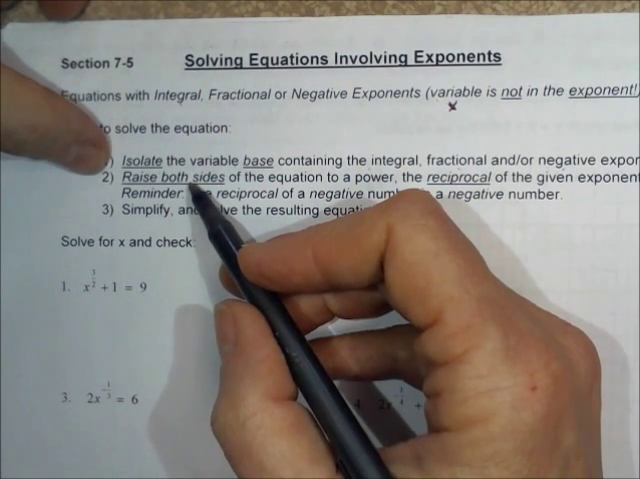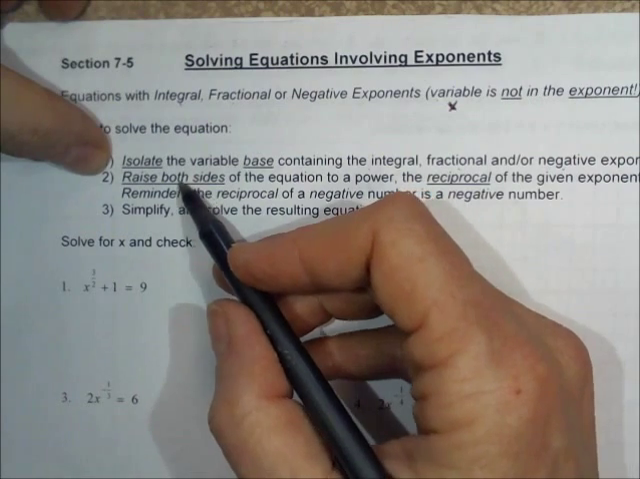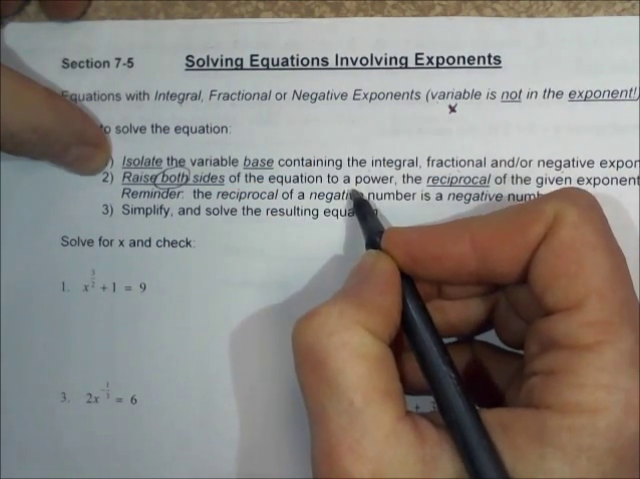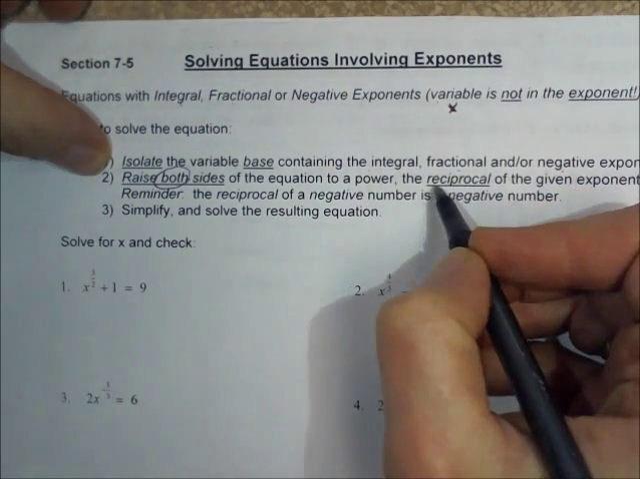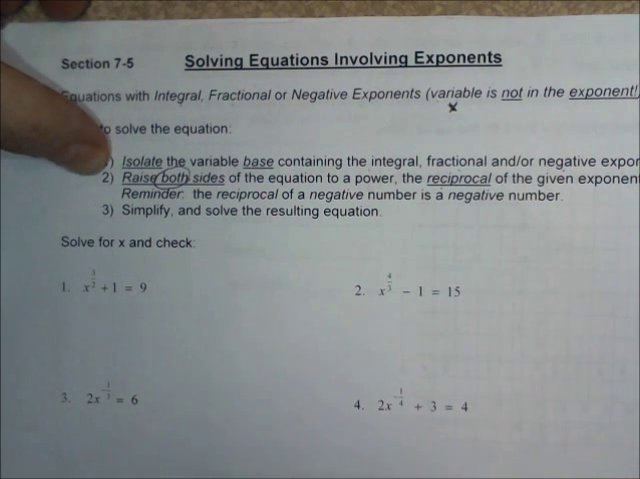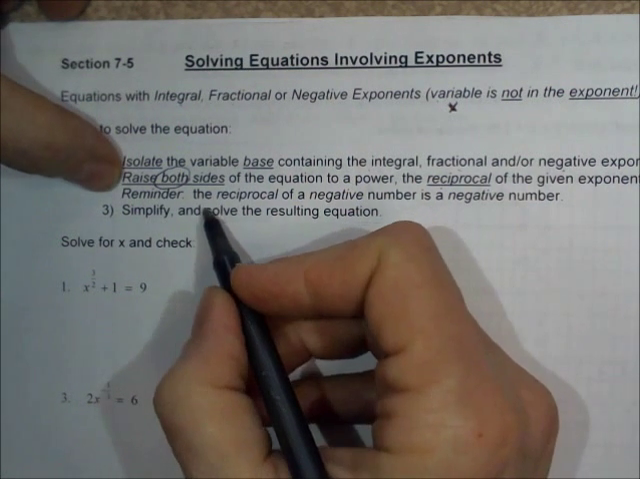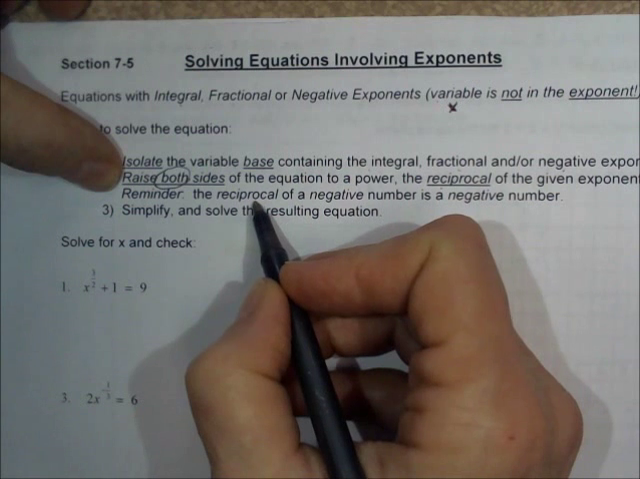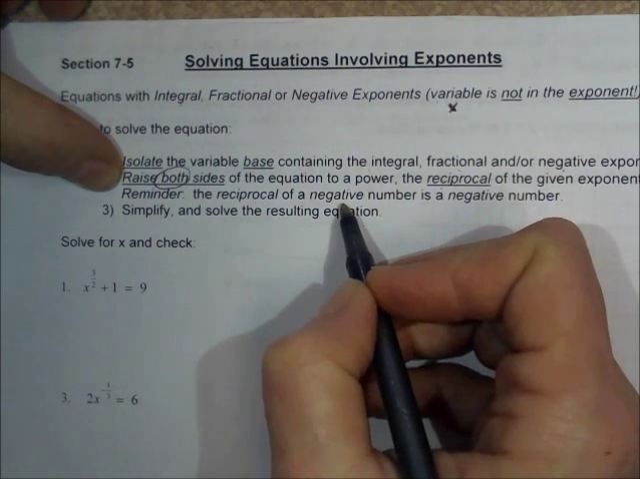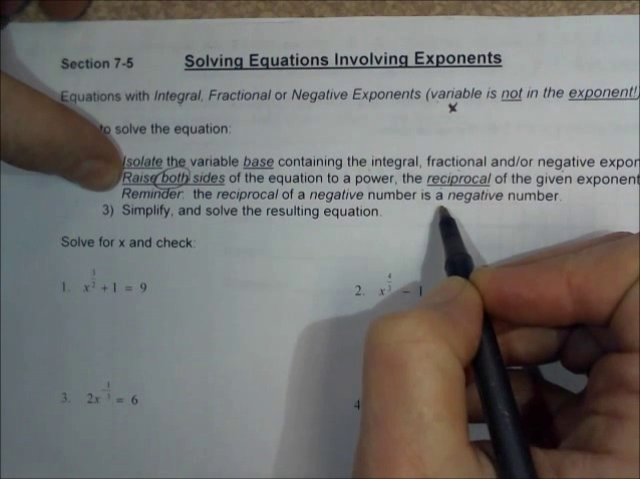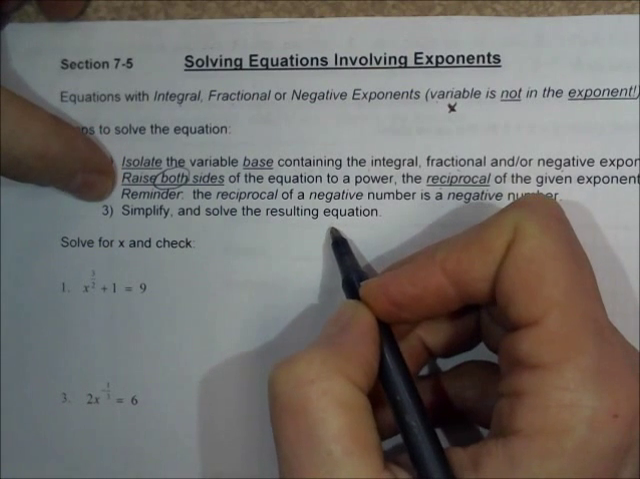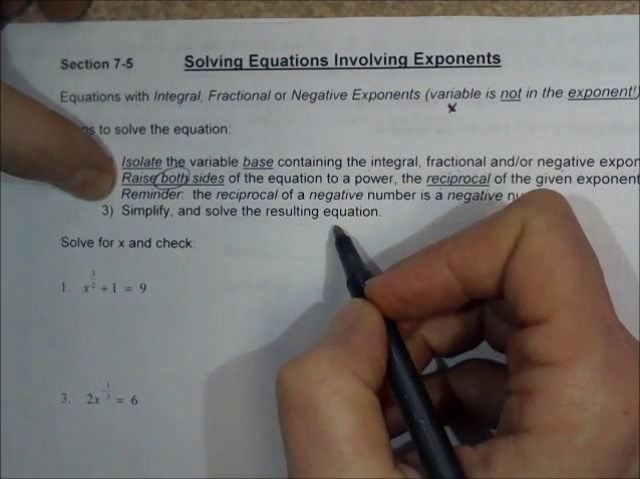The second step is you're going to raise both sides, not just one, but both sides of the equation to a power. And this power is going to be the reciprocal of whatever the exponent is. Remember, if you have a negative exponent, the reciprocal will also be a negative number. And then the last step is just to simplify your result.